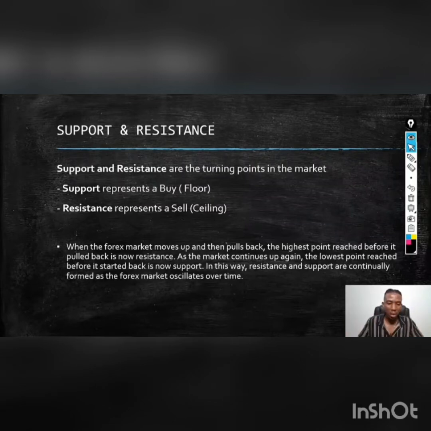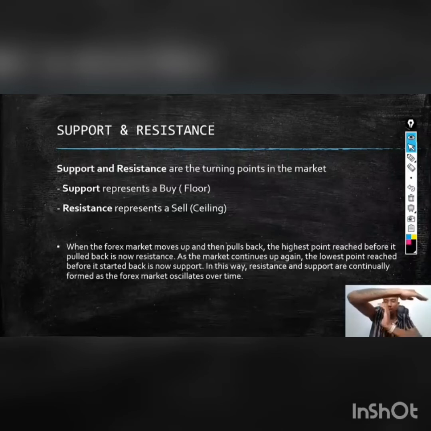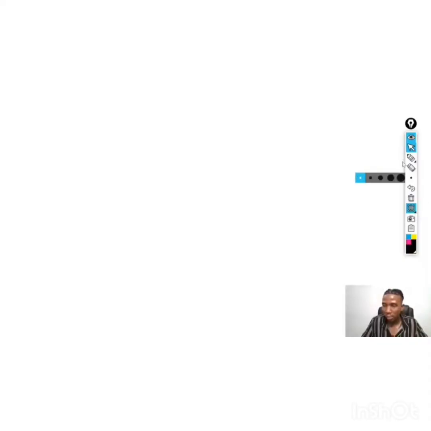Secondly, we have a resistance. You can think of a resistance as a ceiling. It represents a sell, meaning we should always be below, never above. The market is always resisted from going above this point. Hence, it's a resistance. A support is always supported to go up; at a resistance, it is resisted from going above. We have vertical support and resistance, and we have horizontal support and resistance. Okay? So now let me show you an illustration of what I mean by that.